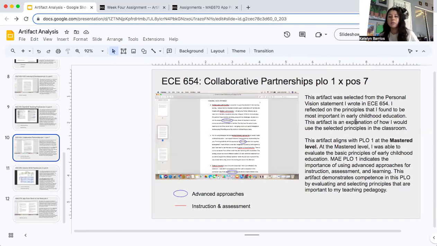So this artifact was selected from my personal vision statement that I wrote in this course, and I really reflected on the principles that I found most important in an early childhood classroom. And this artifact aligns with PLO 1 at the master level. So I was able to evaluate the principles of early childhood education and choose the ones that really were most important to me and my teaching pedagogy. So MAE PLO 1 indicates the importance of using advanced approaches for all three: instruction, assessment, and learning. And therefore, I reflected upon this in my personal vision statement.